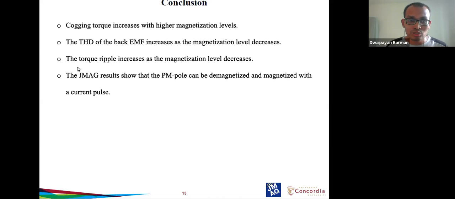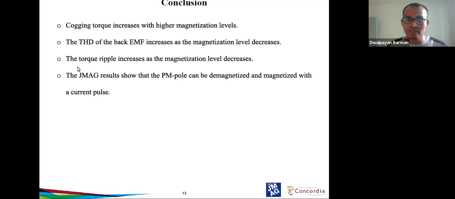As the average torque of the variable flux PMSM decreases with lower magnetization level, but the peak-to-peak torque is the same independent of the magnetization, hence the torque ripple increases with lower magnetization level.